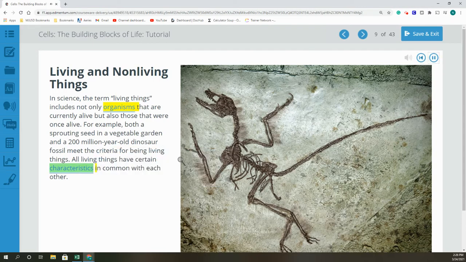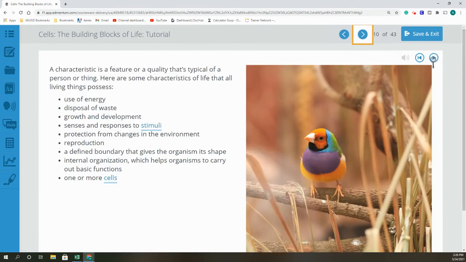In science, the term living things includes not only organisms that are currently alive, but also those that were once alive. For example, both a sprouting seed in a vegetable garden and a 200 million year old dinosaur fossil meet the criteria for being living things. All living things have certain characteristics in common with each other. A characteristic is a feature or a quality that's typical of a person or thing. Here are some characteristics of life that all living things possess.